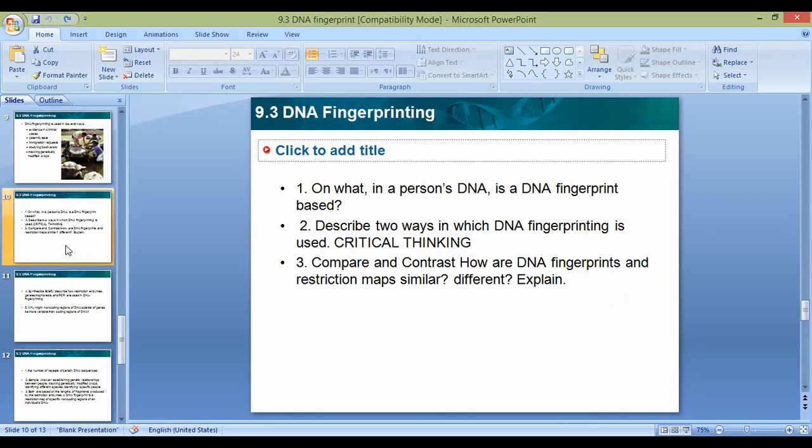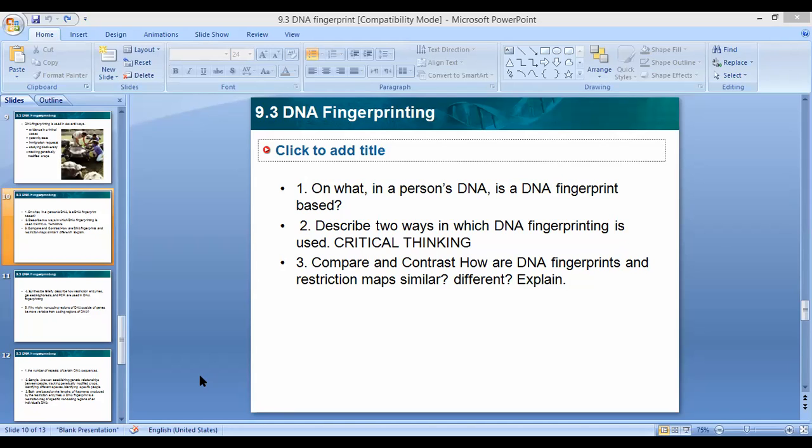Question number 2. Describe 2 ways in which DNA fingerprinting is used. Actually, there are two ways we can use DNA fingerprinting. Come on, Murad. Okay, it's used in biodiversity and identifying criminals, and identifying the relationship between family members, parents and offspring. Bravo, bravo, thank you. Okay, Lujane, can you read the next question?